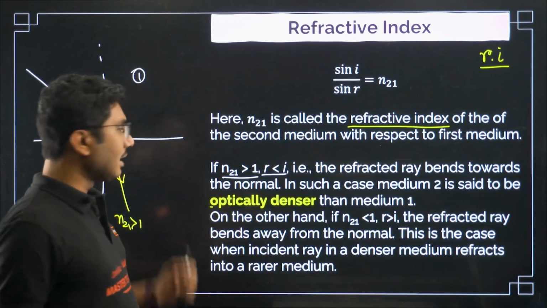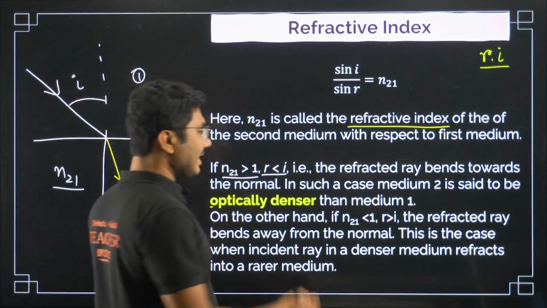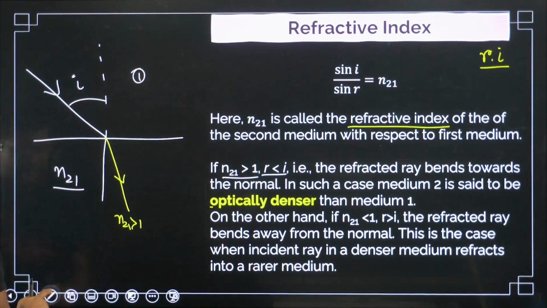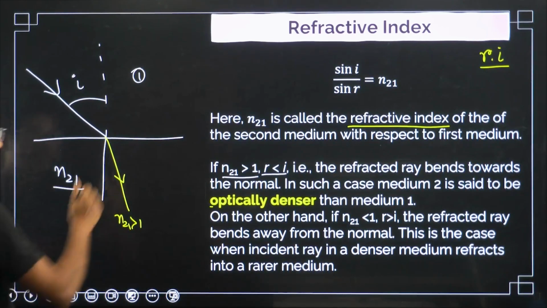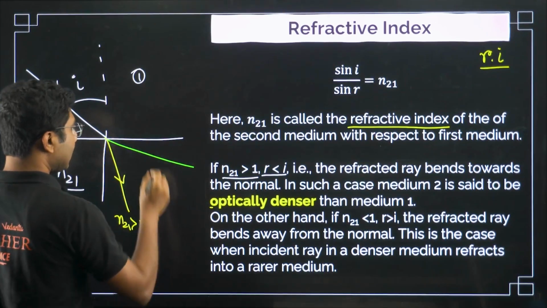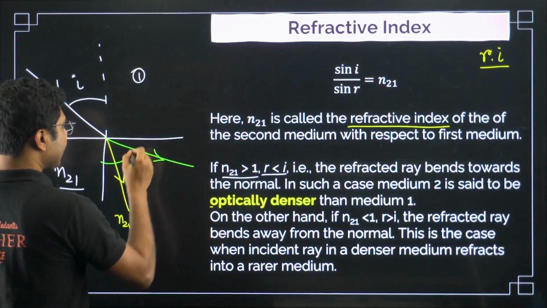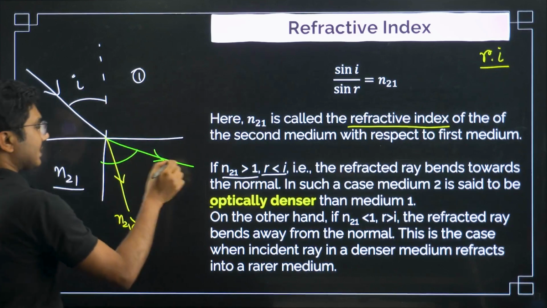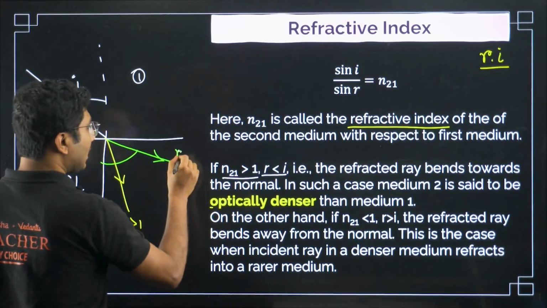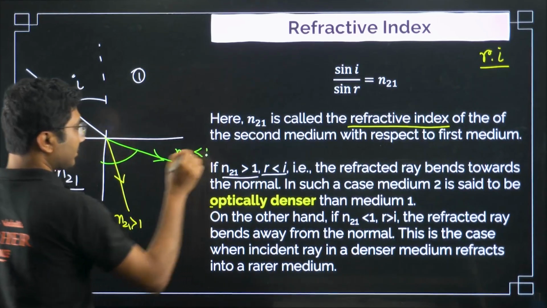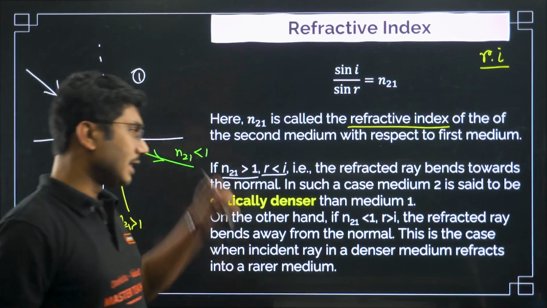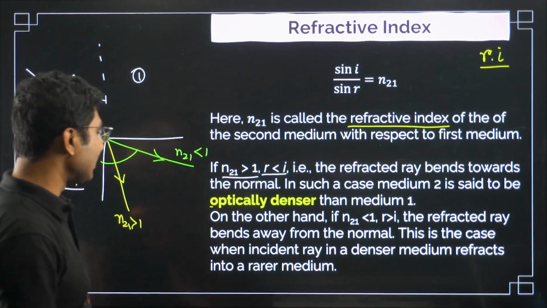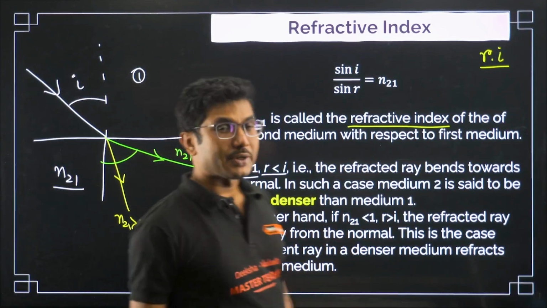On the other hand, if N21 is less than 1, then R is greater than I, right? Suppose this case, what will happen? Initially this was I, now N21 is less than 1. This is the case where an incident ray in a denser medium refracts into a rarer medium. So it is called an optically rarer medium.